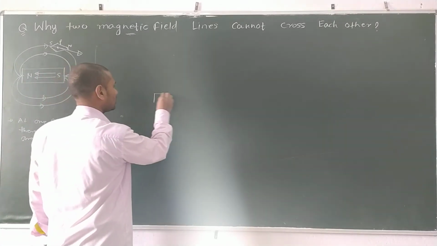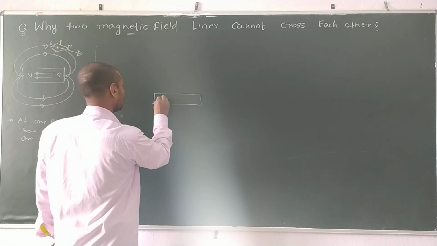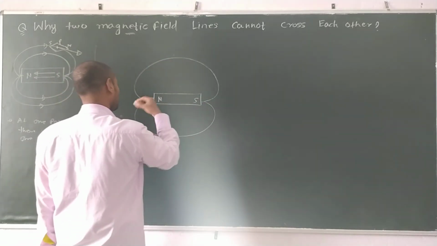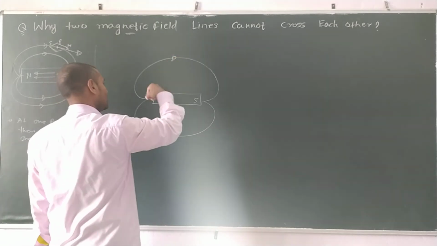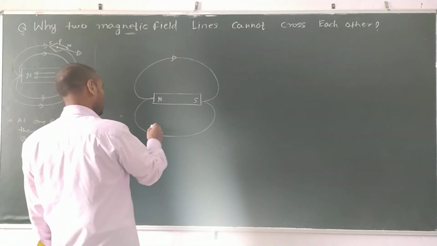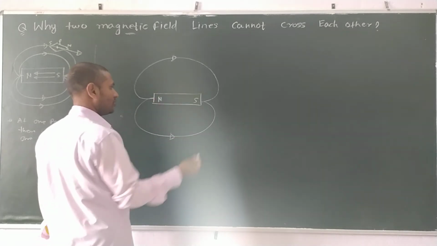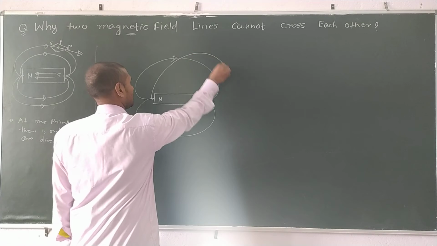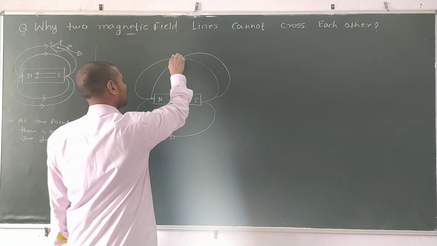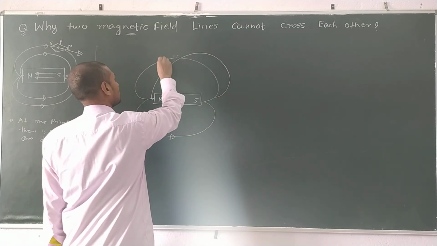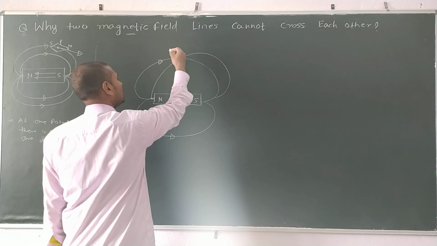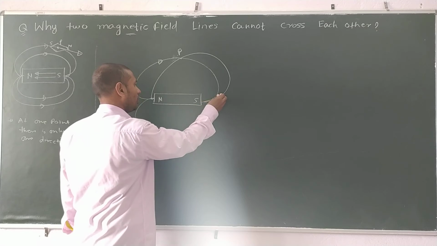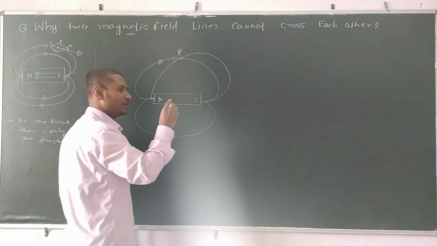Suppose this is a bar magnet, and we know that outside the bar magnet there are magnetic field lines, which originate from the north pole of the magnet and terminate at the south pole of the magnet. Suppose two magnetic field lines cross each other at a point P. Then what will we do? We find the direction of the magnetic field at point P.